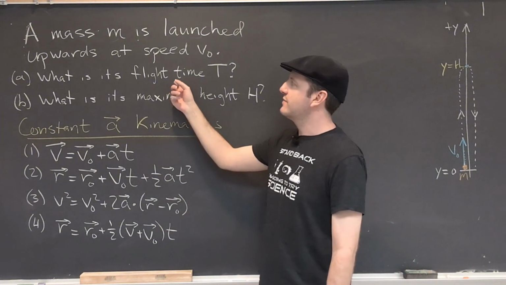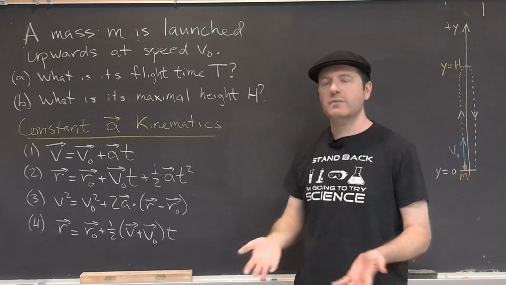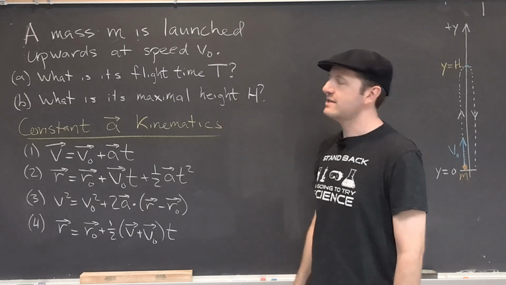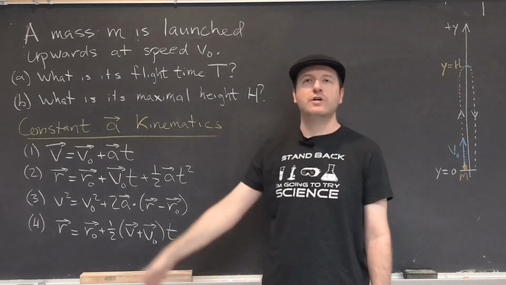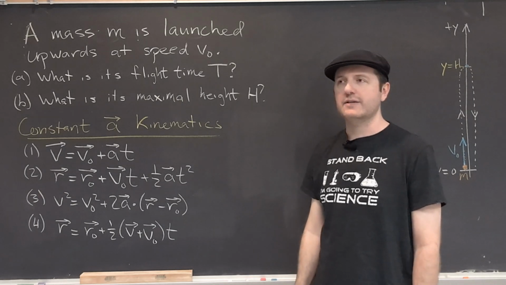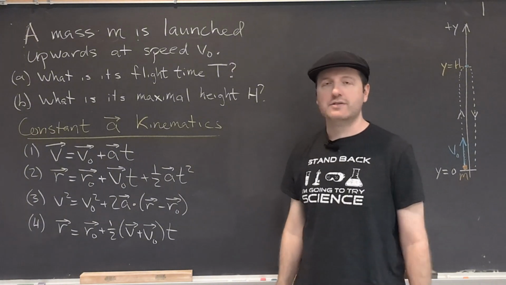First question is, what is its flight time, capital T? That is the total amount of time that it's in the air before it returns to its launch elevation. And secondly, what is its maximal height, capital H? What is the height above its launch position that it reaches before it starts to descend? Now, to do this, we're going to need our constant acceleration kinematics equations.